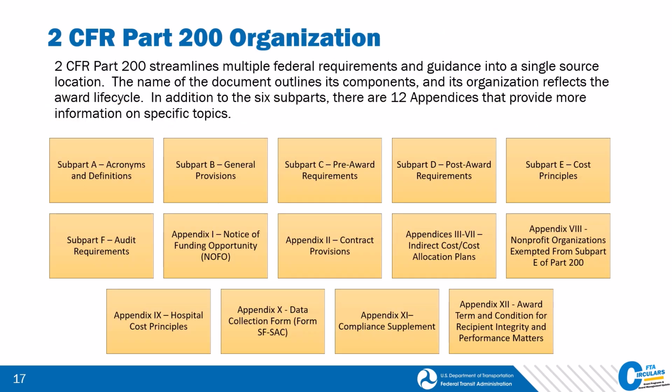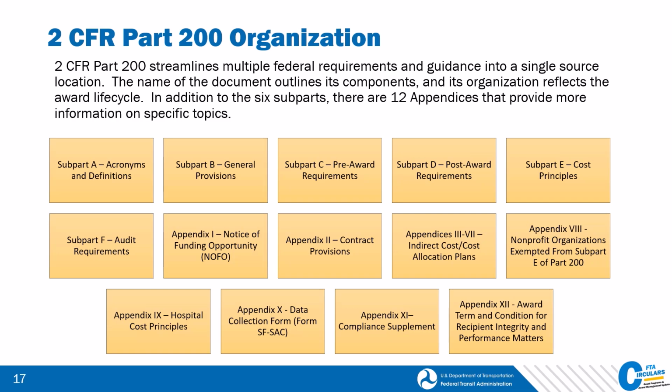2 CFR Part 200 has 18 different sections, including 6 subparts and 12 appendices that each focus on a specific aspect of federal financial assistance award management. We will not walk through each section, but want to ensure that there are many requirements outlined in 2 CFR Part 200 and encourage recipients to review this information as its requirements impact many facets of administering federal awards.